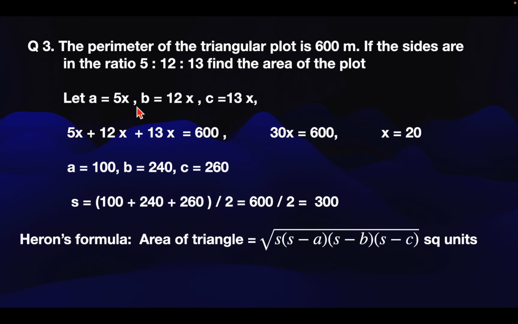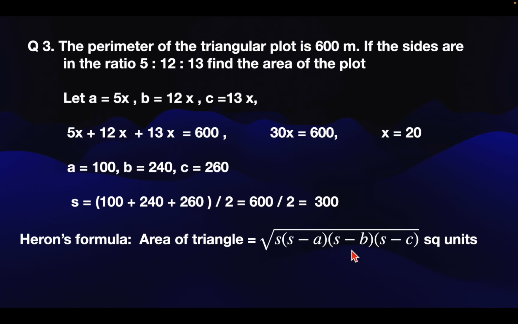Now you should substitute here. So the actual length will be A is equal to 5 into 20, that is 100. A is equal to 100. B is equal to 12 into 20, 240. C is equal to 13 into 20, 260. So you got the A, B, C. Now find out S. Add this, divide by 2, you get 300 as S. So now you have A, B, C and S.